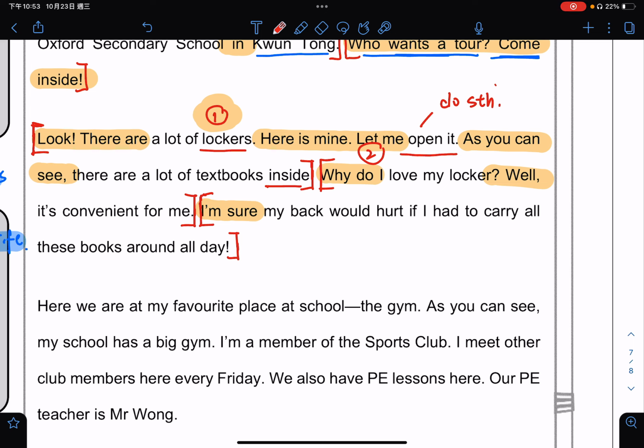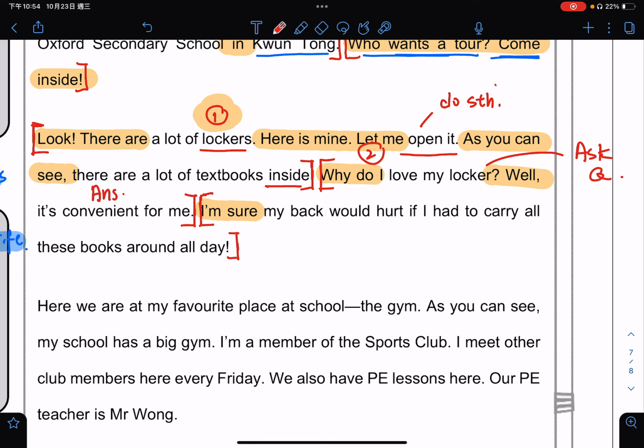So in here, we begin our question with why do. So why or what or when, all the other question words you can use. So why do I love my locker? Question mark. And after the question, you answer the question by yourself. Well, and here goes your answer. The answer is, it is convenient for me. 好方便嘅. So this is step number two, asking a question and giving the answer.